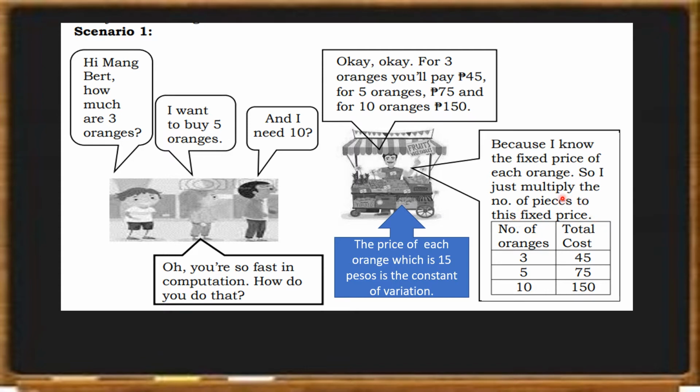So how did we get that fixed price of one orange? Let's see. 45 pesos for three oranges. What we will do is get one orange, so we divide 45 by 3. 45 divided by 3 is 15 pesos. So one orange is 15 pesos. That is the fixed price of one orange. So if you buy 3 oranges, 45 pesos. If you buy 5 oranges, 75 pesos. If you buy 10 oranges, 150 pesos. 15 times 10, 15 times 5, 15 times 3. That's how Mang Bert got the cost for the oranges that the three kids bought.